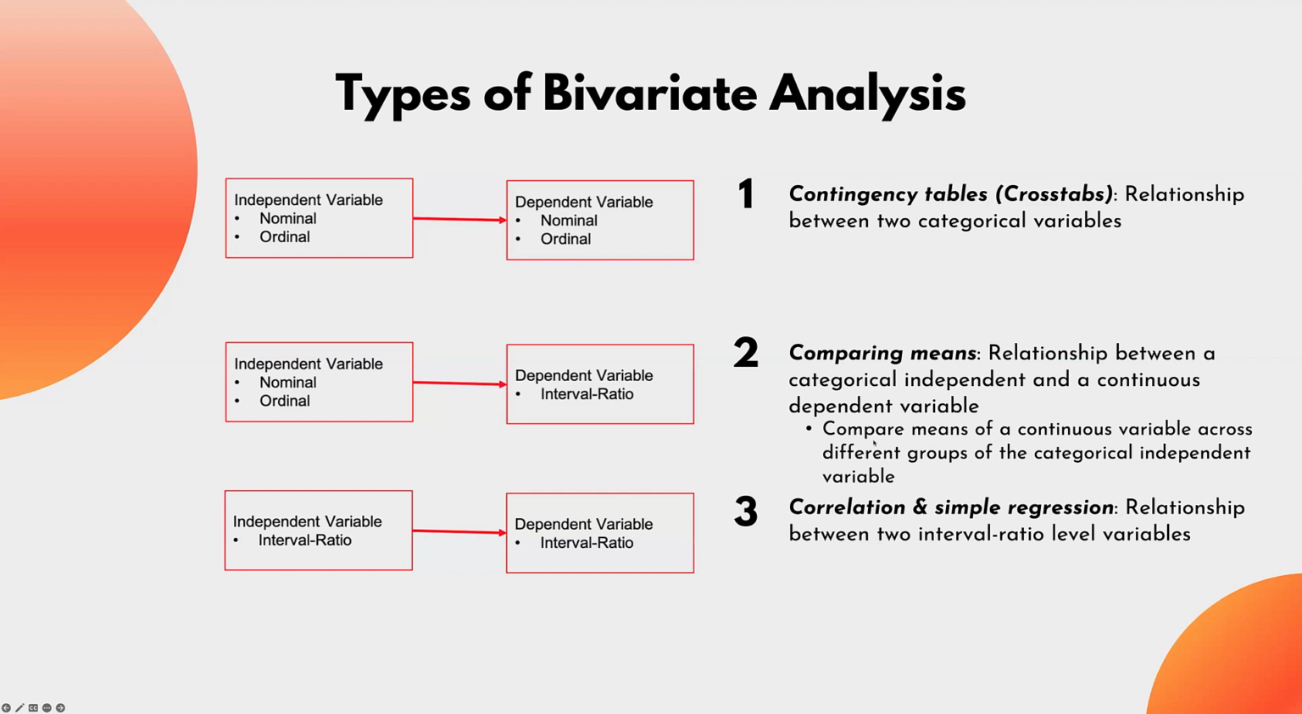We don't talk about this in this class, but we'd be looking at different kinds of bar charts, looking at the means for each of them, and we'd use something like a t-test or an ANOVA as a specific kind of statistical test. And then finally, we have an interval ratio independent variable and an interval ratio dependent variable. There, we would use something like correlation or simple regression, where we're looking at the relationship between two interval ratio variables. We would use something like a scatter plot to demonstrate the relationship there.